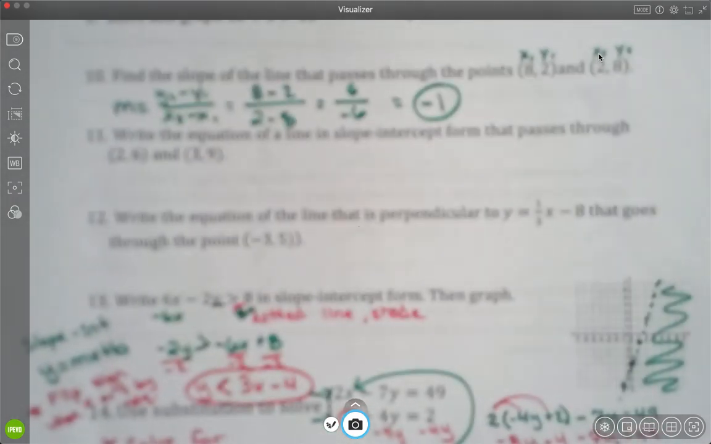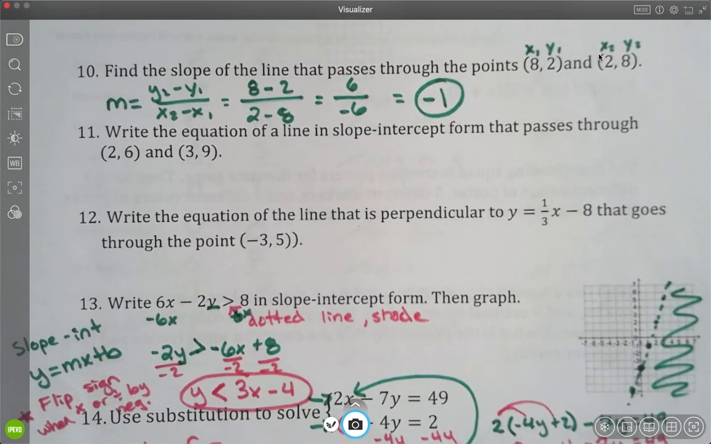Okay. All right, so 11 is just going to be one more step more than that. So write the equation in slope-intercept form of a line that passes through 2, 6, and 3, 9. Okay. All right, so we want to write a slope-intercept form equation. What's slope-intercept form again? y equals mx plus b.